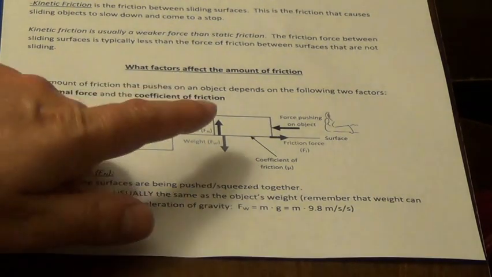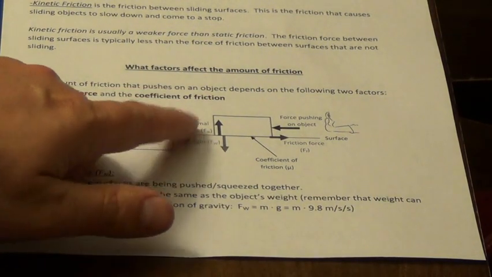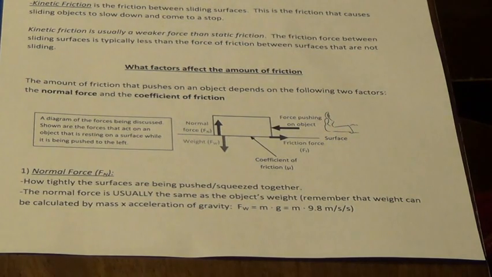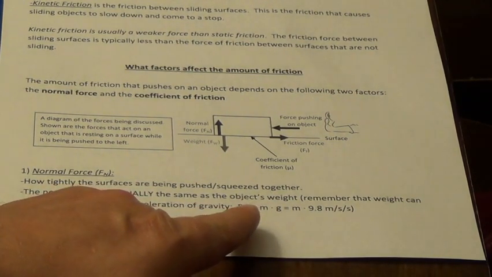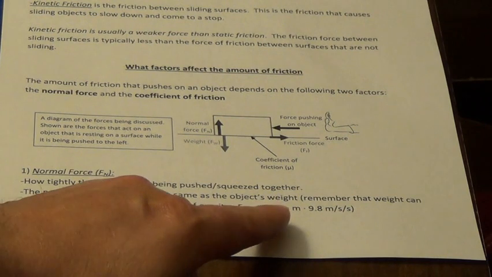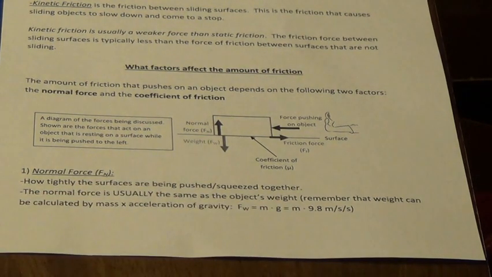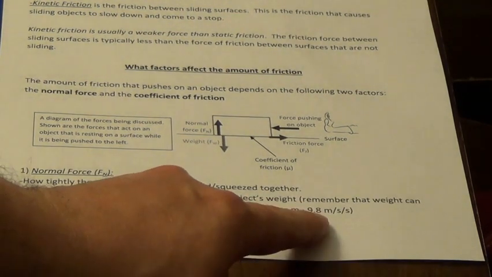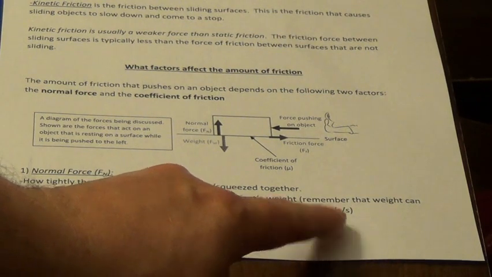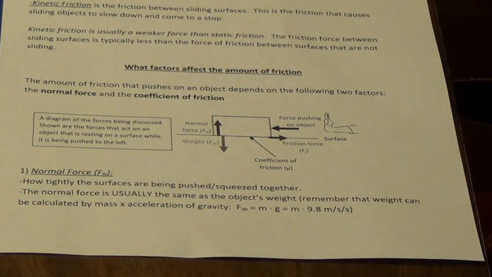So in the drawing, we have the weight pushing down, the normal force pushing back up, and those are going to be equal amounts. Just as a friendly reminder, the force of the object's weight, you can calculate by taking the mass times the acceleration of gravity. So if we give you the mass in kilograms, you would multiply that times 9.8 meters per second every second, and that would give you the weight of the object.